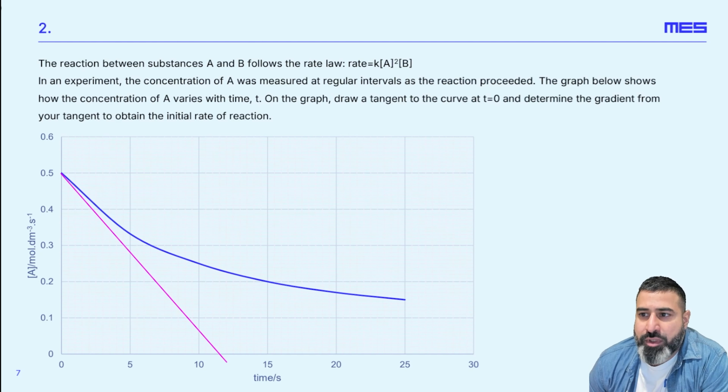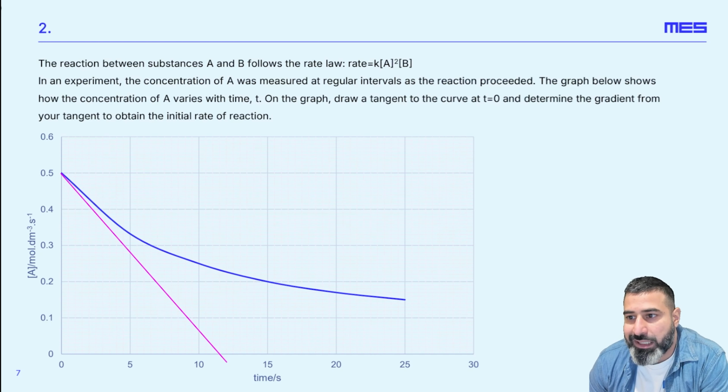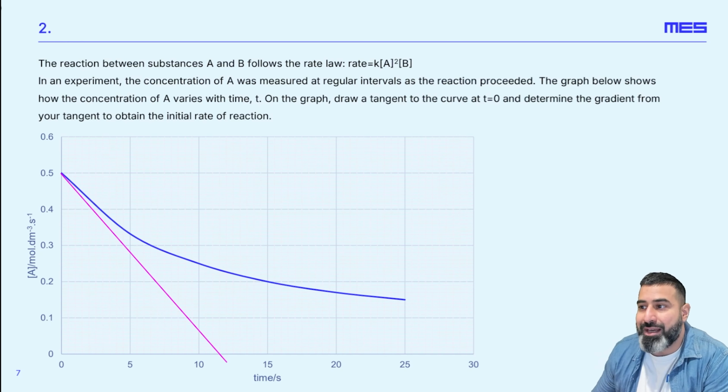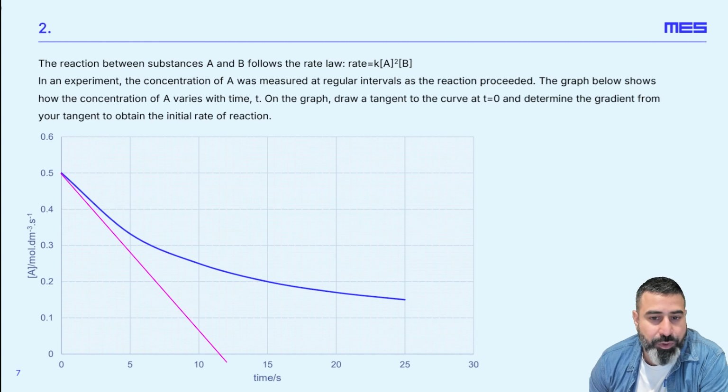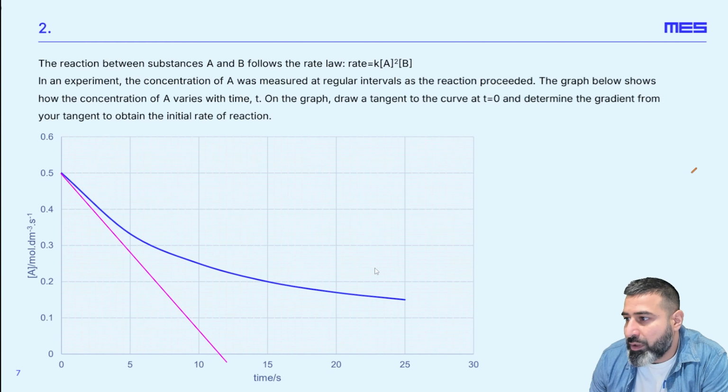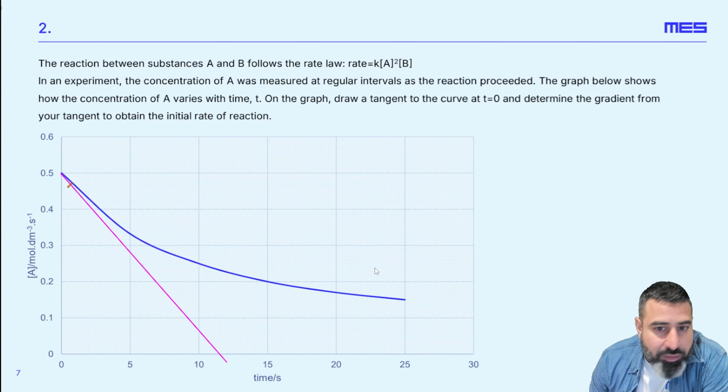Here we've got a reaction between A and B, classic labels for reactants, and in an experiment the concentration of A was measured at regular intervals as the reaction proceeded. Great. So we've got a concentration-time graph, concentration of A with respect to time, and I've got to draw a tangent to the curve at t equals 0, and from there determine the gradient of the tangent to get the initial rate. Okay, well, to save time, the tangent is already drawn. Let's figure out what values this is going to give us.